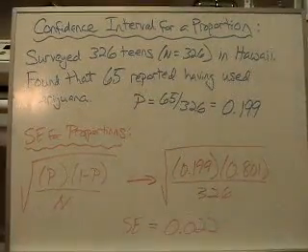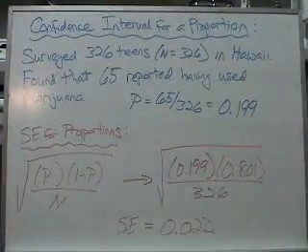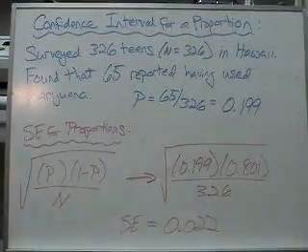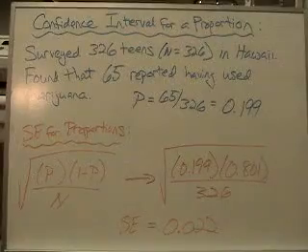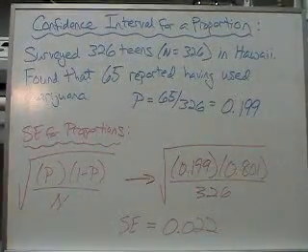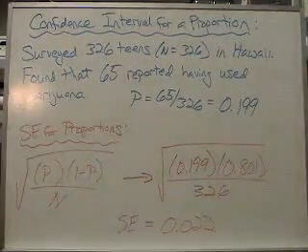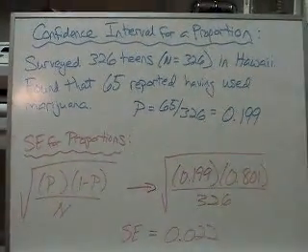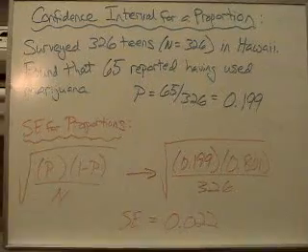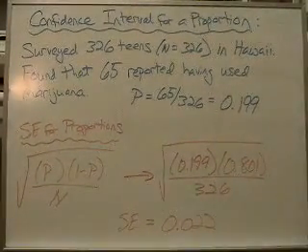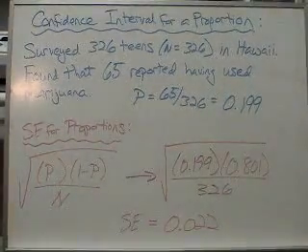Okay, so let's actually go through a problem calculating the confidence interval for proportions in an actual sample. Let's say we surveyed 326 teens, or an N size of 326, in Hawaii, and we found that 65 reported having used marijuana. From there we can calculate a proportion. This is, again, our observed proportion from the sample.